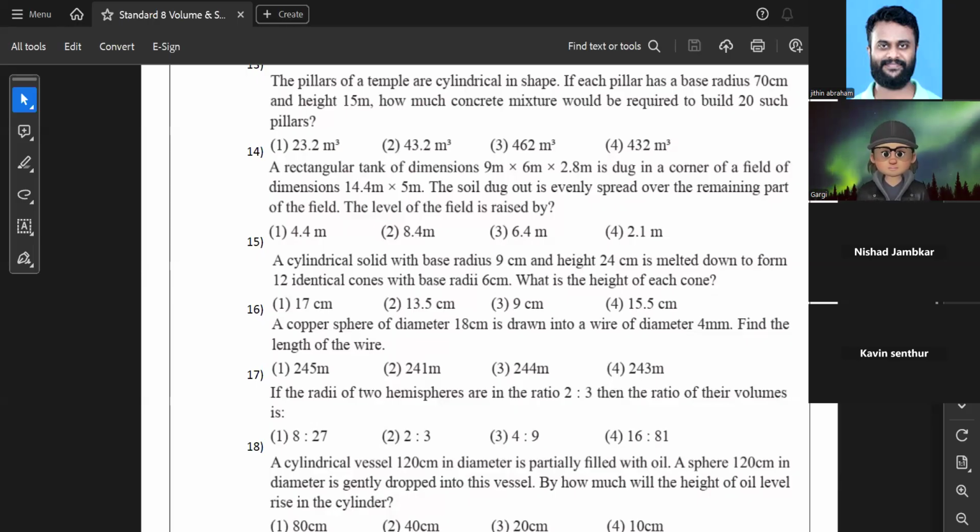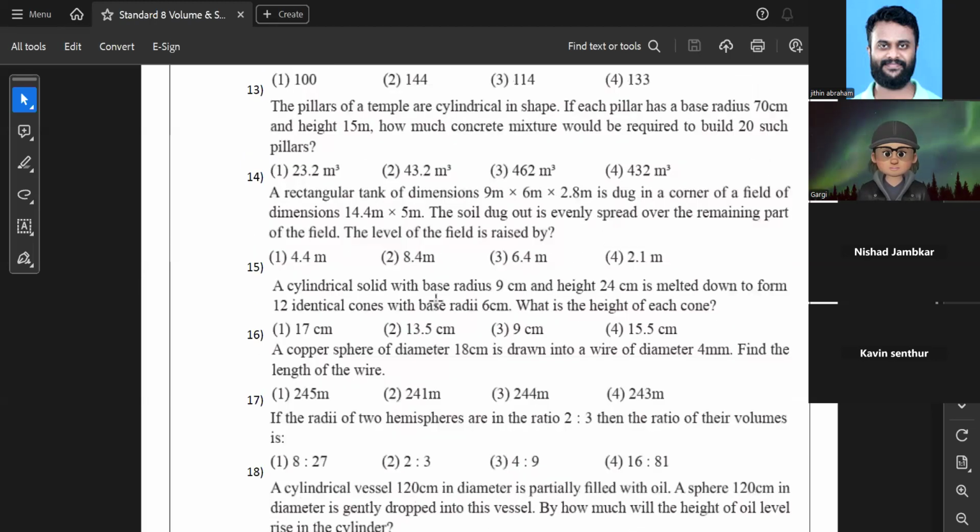Okay, let's continue, dear children. So, as you can see, in the previous class we had done till 13th problem. So today we'll be continuing from 14th problem onwards. This worksheet is volume and surface areas worksheet. Let's start with the 14th one without wasting any time.